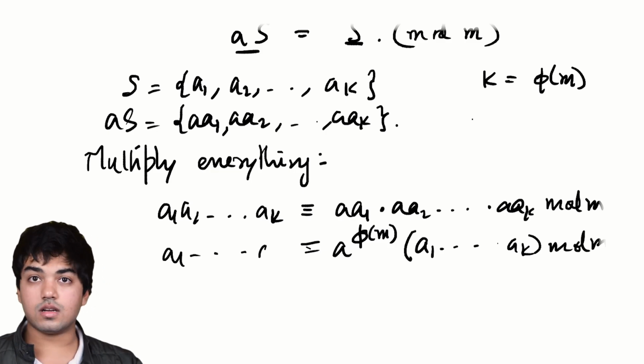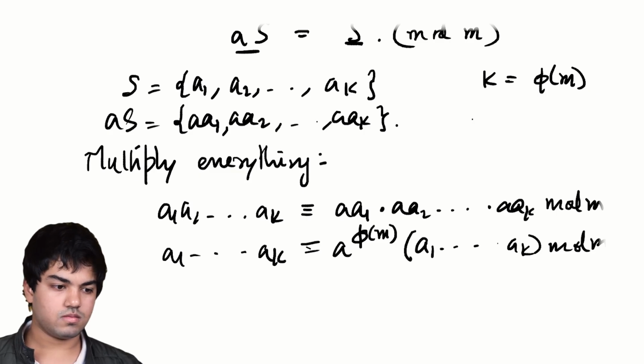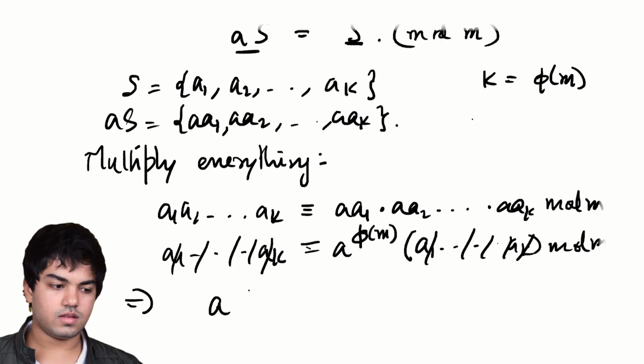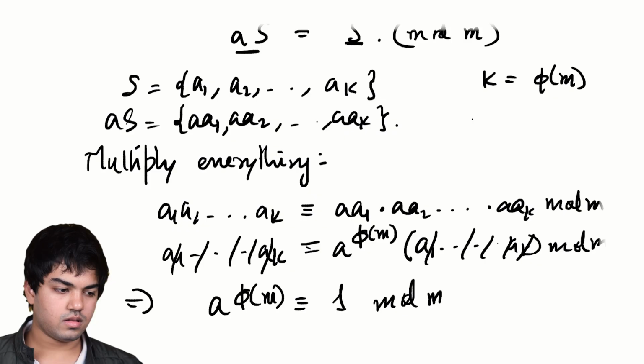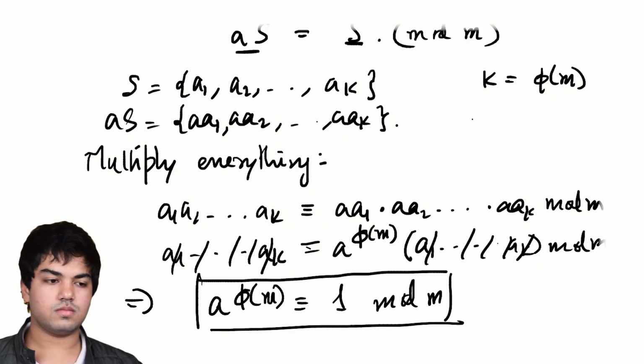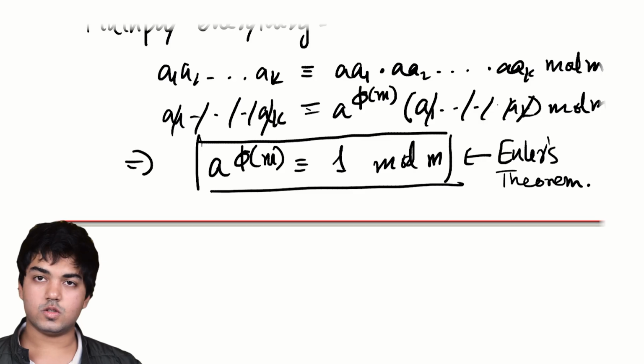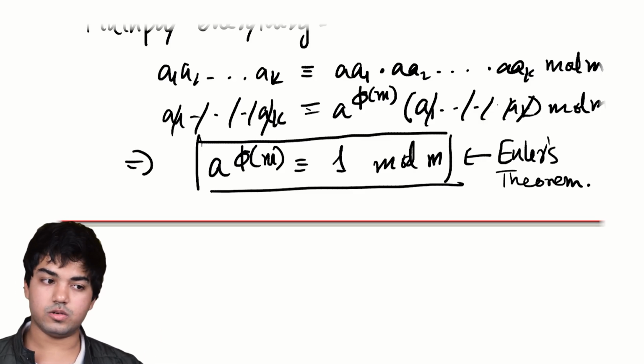But remember, all of these numbers are in S, so I can cancel them out by the cancellation rule. What does this tell me? It tells me that A to the Phi m is congruent to 1 mod M, which is nothing but Euler's theorem. So you can take a second to pause and understand what just happened, right? You can go back in the video and really figure out what's going on.